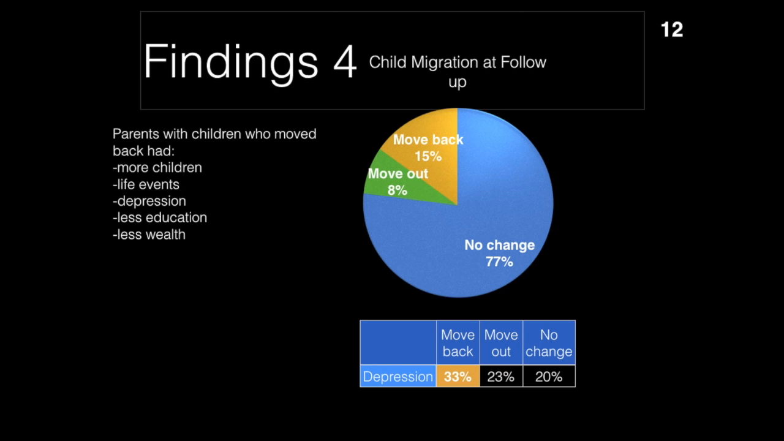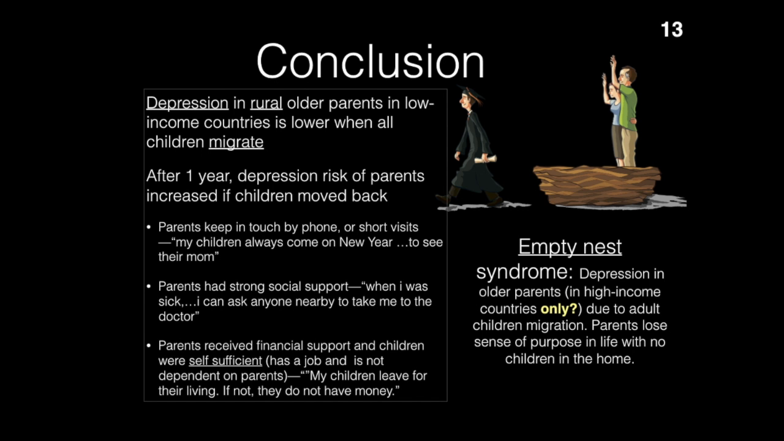Many factors could be the reason for the increase of depression. For example, the increased financial burden of children moving back may increase depression, as parents with less wealth and more family members were more likely to be depressed. In conclusion, in contrast to high-income countries, parents in Thailand appear to be mentally better when all the children leave. Therefore, the empty nest syndrome may not apply in rural Thailand. In fact, moving back increases the risk of depression.